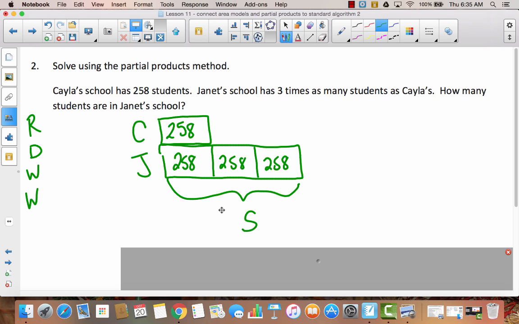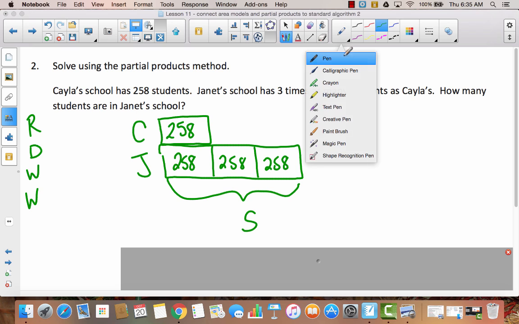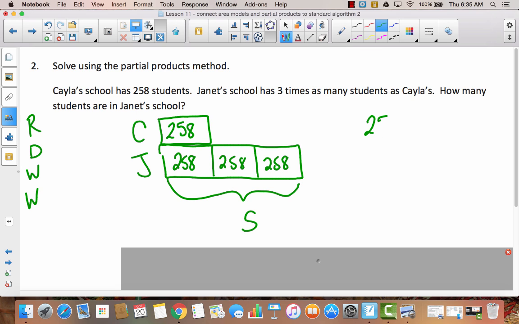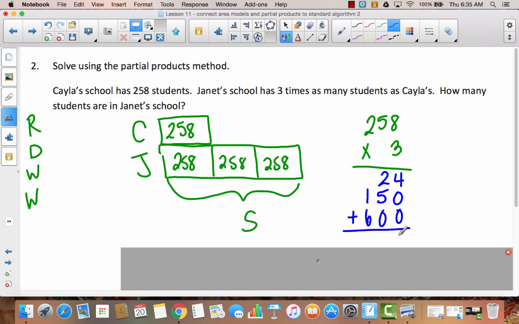Now it says solve using the partial products method. So in order to figure out how many students are in Janet's school, I'm going to have to do 258 3 times, which is 258 times 3. And it says use partial products method. So we're going to go ahead and solve this using partial products. So if I have 8 ones times 3 ones, that is 24 ones, and 5 tens times 3 is 15 tens, and 2 hundreds times 3 is 6 hundreds. Now we just have to add this together. So that gives me 774.